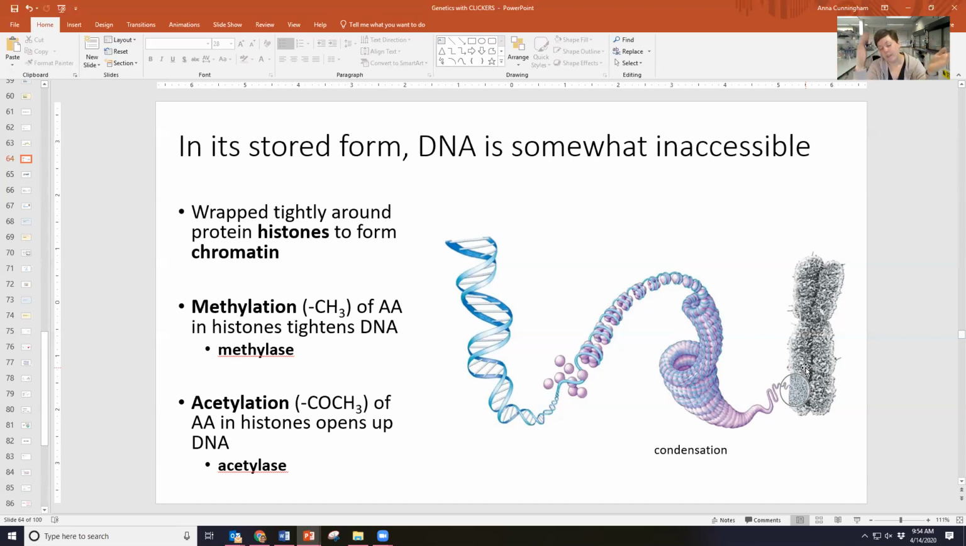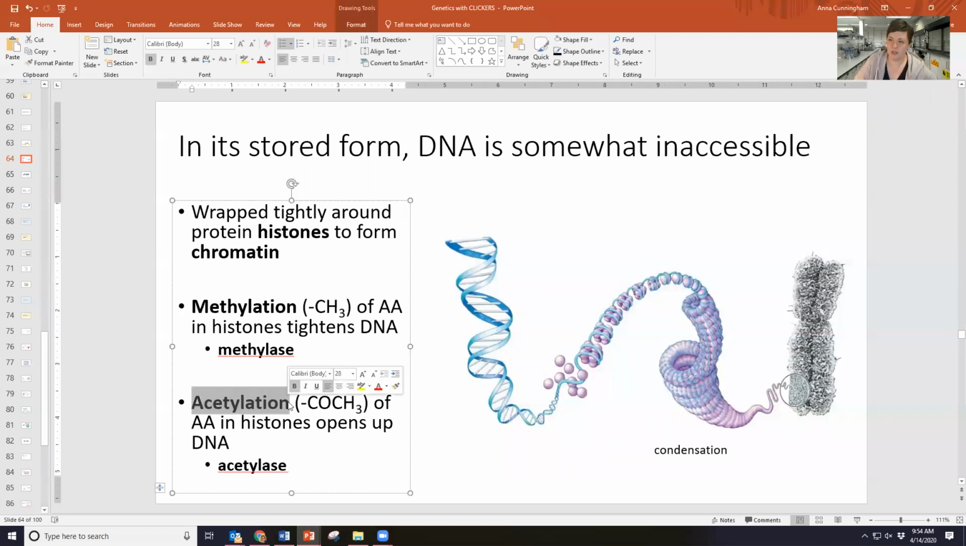Even though that's the drastic example, condensation into chromosomes, even during interphase your DNA is still wrapped tightly to protect itself. But it can be unwound and rewound a little bit easier. So here, how we can make DNA accessible to RNA polymerase for transcription is via a process called acetylation.